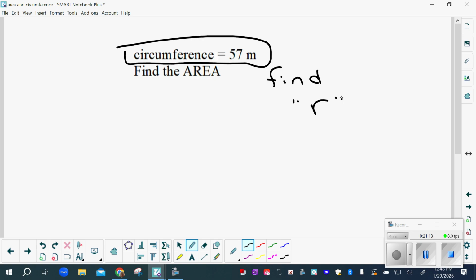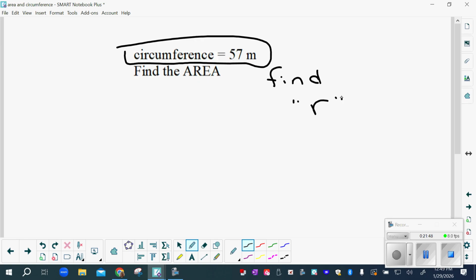Get your circumference. On the back? Oh, sorry. Last one. I know. Okay, here we go. Last one. Write your formula for circumference. Set it equal to 57. This is the easy one. Circumference is easy. Now take that R and plug it into C.